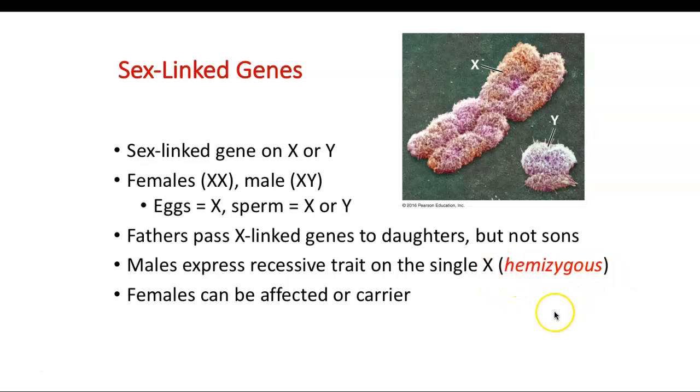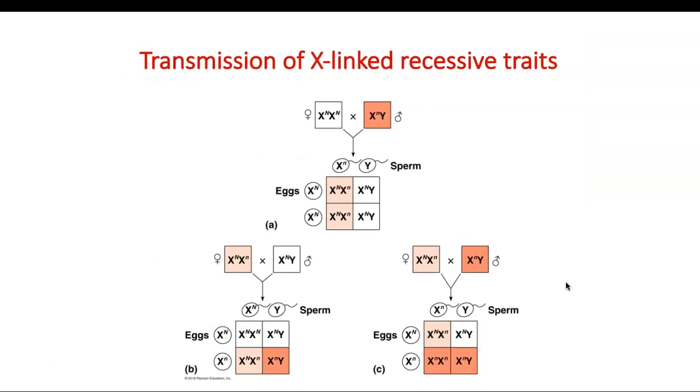The word hemizygous is what is used for X-linked genes because a male cannot be homozygous. A male cannot be heterozygous for an X-linked gene because he only has one X. So he is considered hemizygous. When I see hemizygous, it makes me think of halfway. Females can be affected or be carriers. Males can't be carriers because they only have one X chromosome.